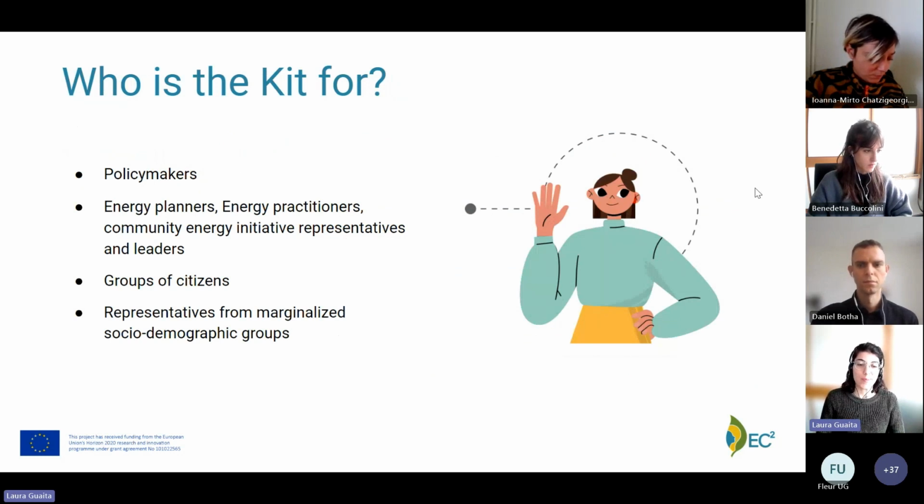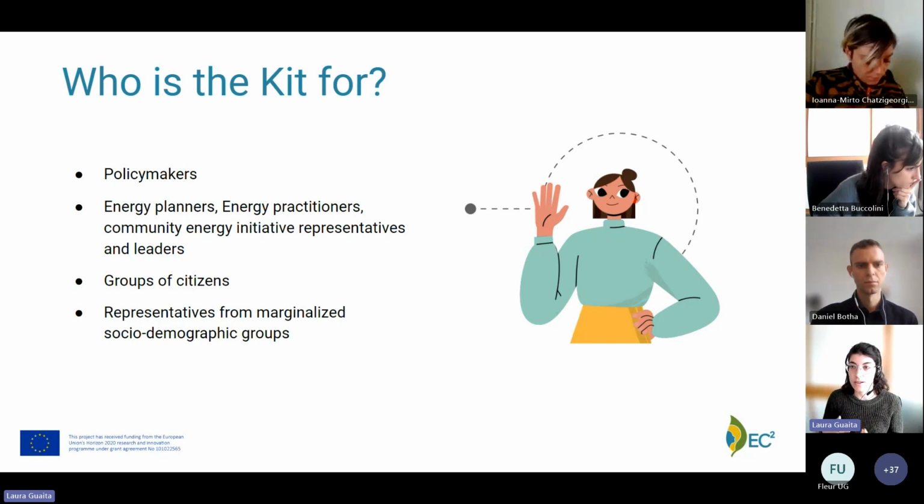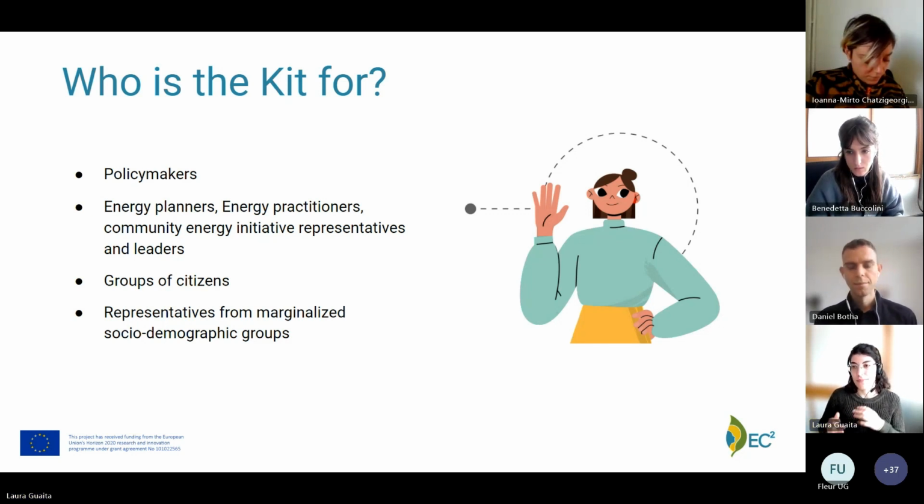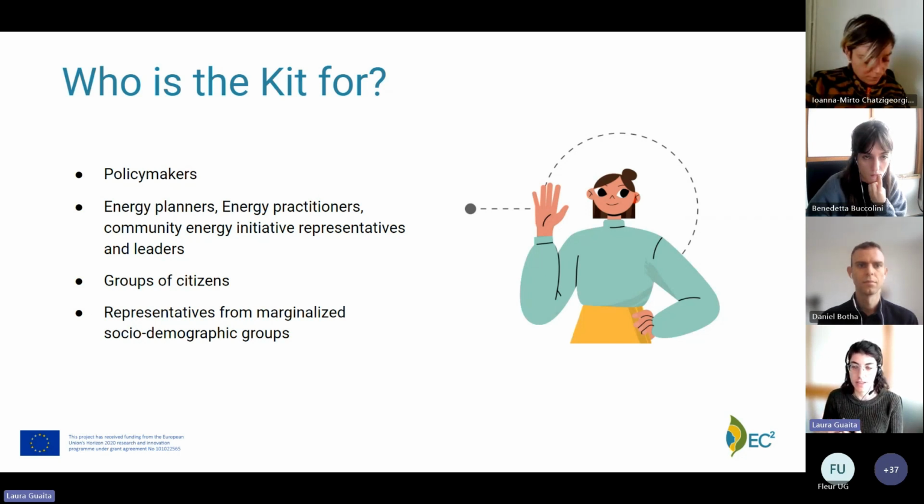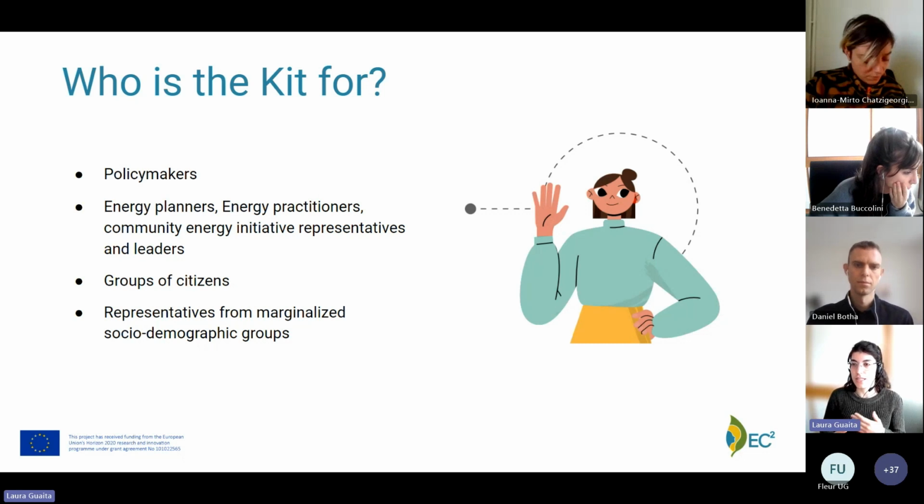And just to close, who is this kit for? We imagine this kit to be used by a small group, let's say 5, 10, 15 people. It is mostly made for policymakers, energy planners and energy practitioners, community energy initiative representatives, but also citizens or representatives from marginalized groups that are involved in the creation of energy communities. This is because we have some very specific questions for the context in which the energy community or initiative is being planned. So of course, we imagine people really involved in the project using this kit and working on the inclusivity and empowerment of the group.